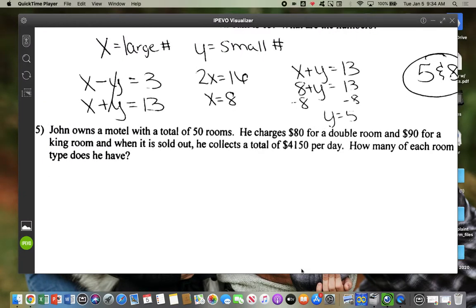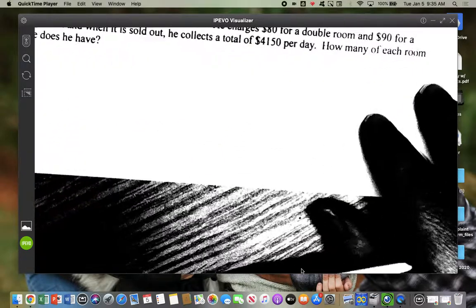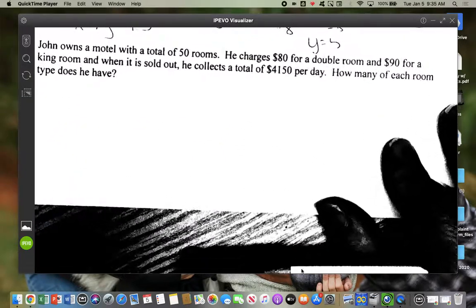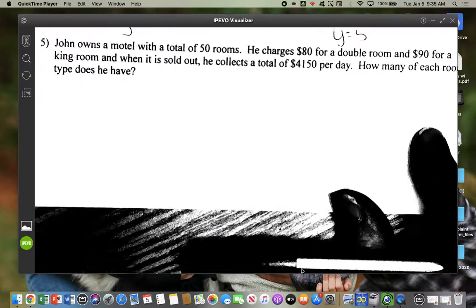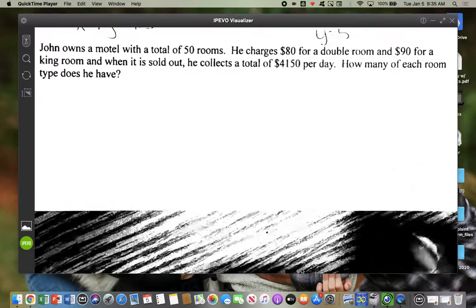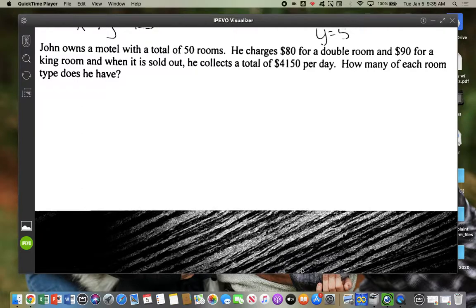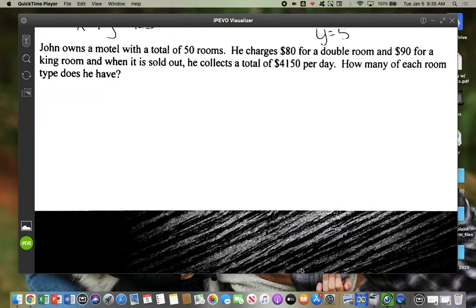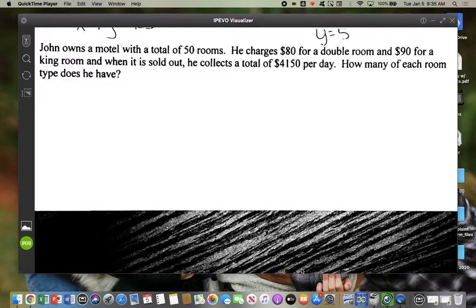It is a little bit different than the other ones that we have done. So on number 5, you are looking at... I need to get this adjusted. There we go. All right, so it says John owns a motel with a total of 50 rooms, and he charges $80 for a double room and $90 for a king room. And when it's sold out, he collects a total of $4,150 per day. And we want to know how many of each type of room does he have.